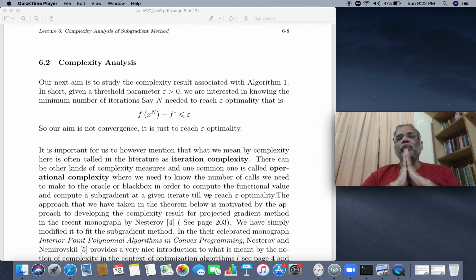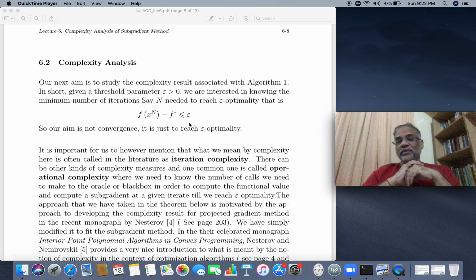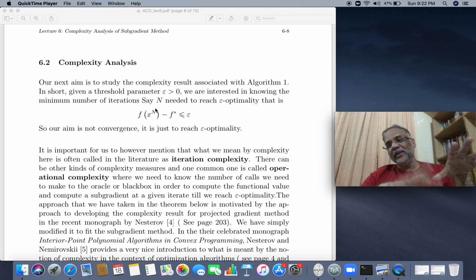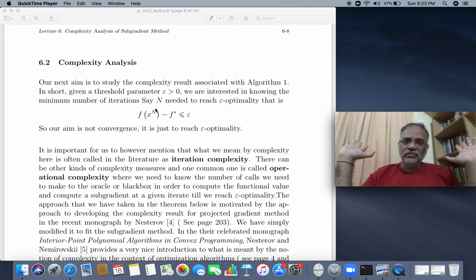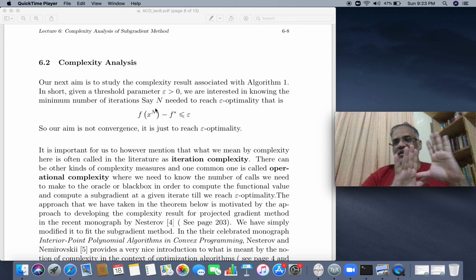So what we are bothered about is iteration complexity. How many iterations do you require? What is the minimum number of iterations you require so that you can get something like this: f of x_n minus f star is less than epsilon. You need to find this n. Anything bigger than that n would be fine, but this n, the minimum number of iterations required to reach epsilon-optimality, has to be known.